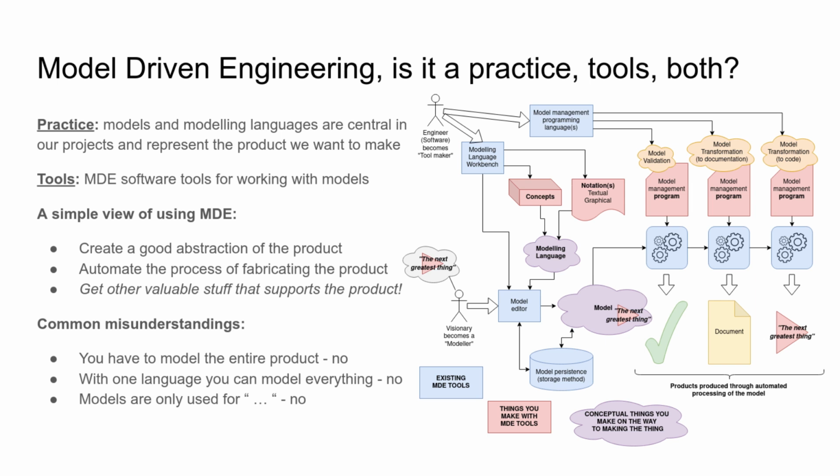Another one is that a single language or model can represent everything about your product, such that you can fabricate the product from that single model. This is often not the case. You may need one or more languages and one or more models to encapsulate all the different aspects of your product, such that you can then produce from a combination of these models the final asset itself.